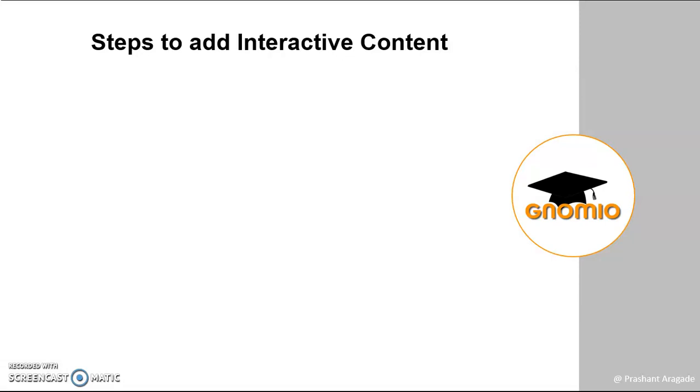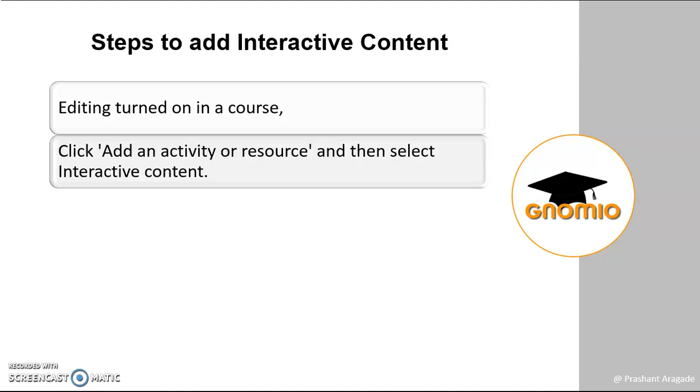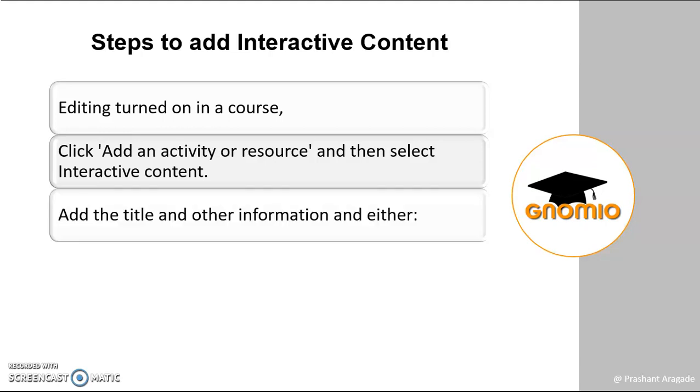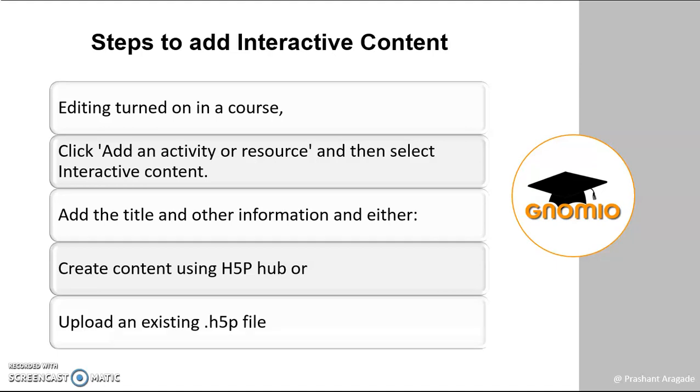So what are the different steps to add this interactive content in a Moodle course? First step is you have to turn editing on in a course. Then click on add an activity or resource and then select interactive content. Then add the title and other required information, and either you can create content using H5P Hub or you can upload an existing .h5p file.